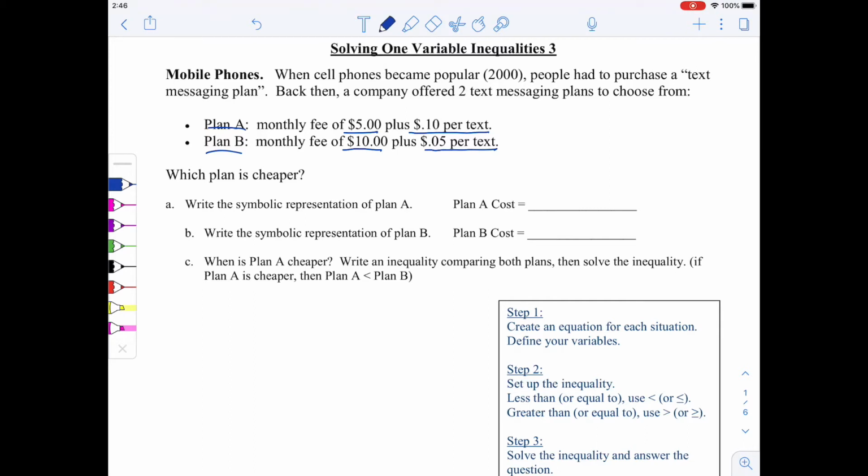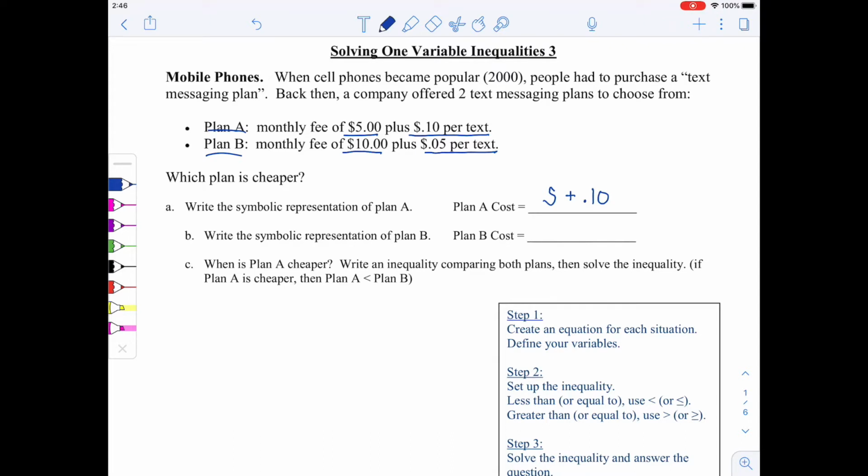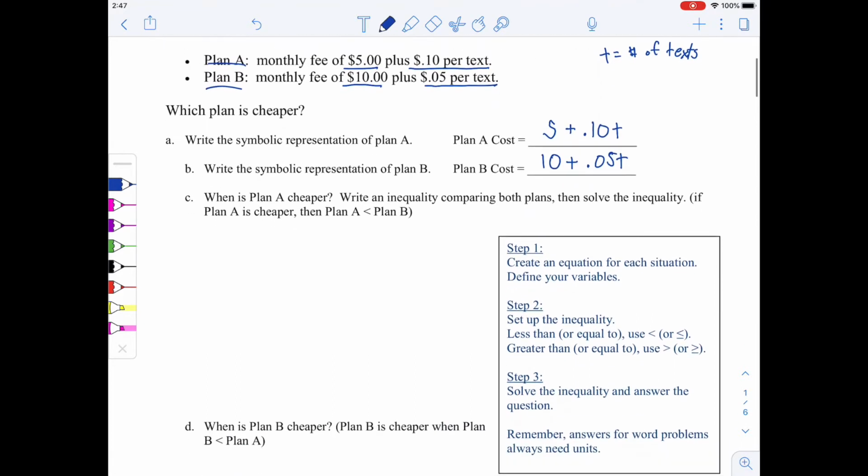So you can just write out what the cost is, right? So plan A cost is going to be $5 plus 10 cents per text, so 0.10 per text. So like remember, per text, per hour, per day, that's what you're multiplying by, right? So per text, we can make t, and we define our variables, right? T is equal to number of texts. So that's plan A cost, 5 plus 0.10 t. And then plan B, similar, right? We have 10 plus 0.05 per text, so t. So those are our costs of both of our plans.